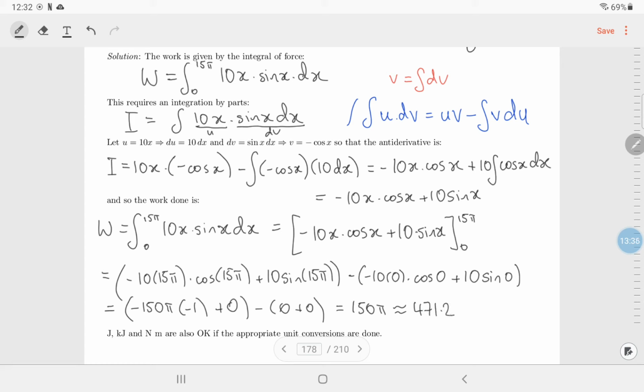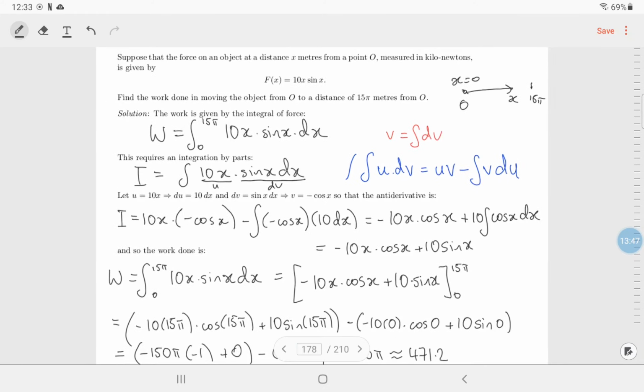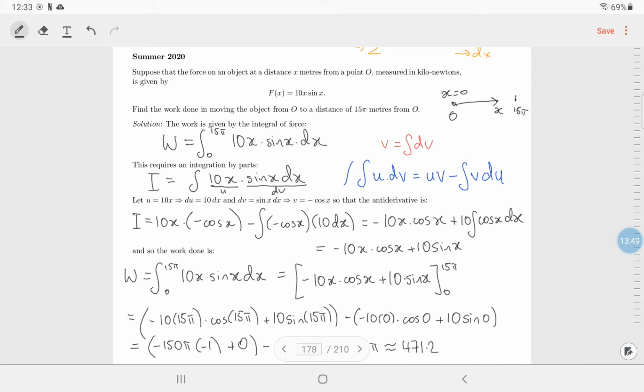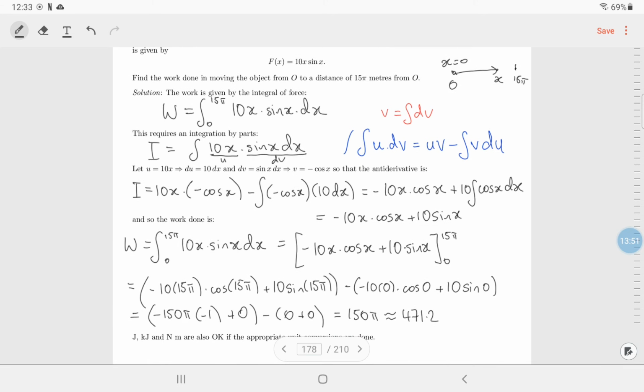Now look at the work formula up the top. The sigma, or the S, is just adding up, and it's a force by a distance. So the unit should be units of force by units of distance. And the units of force are kilonewtons, and the distance is meters. So this is kilonewton meters. If you want to convert into other things, you can.